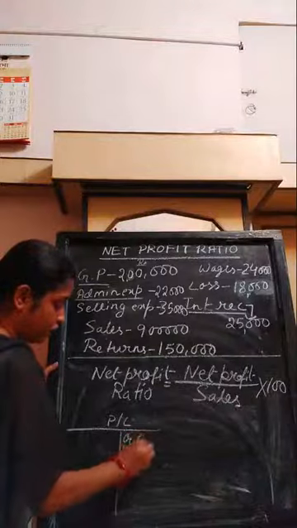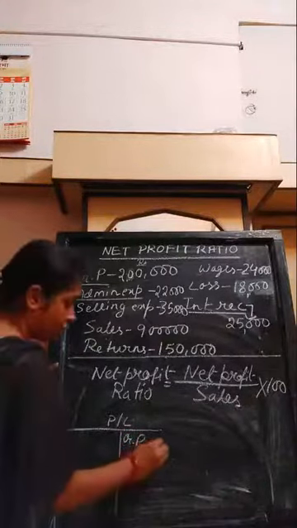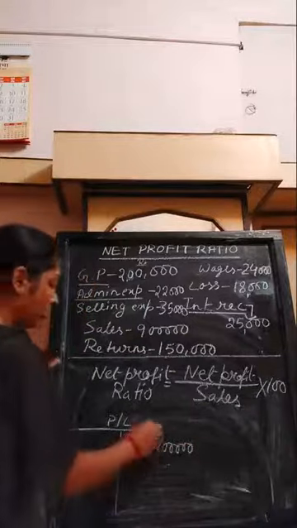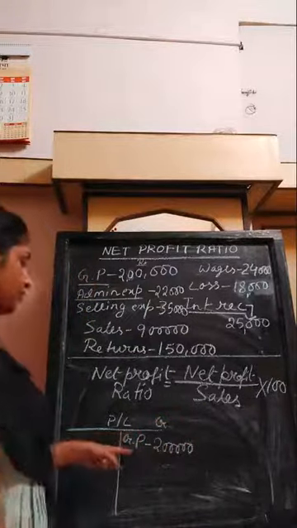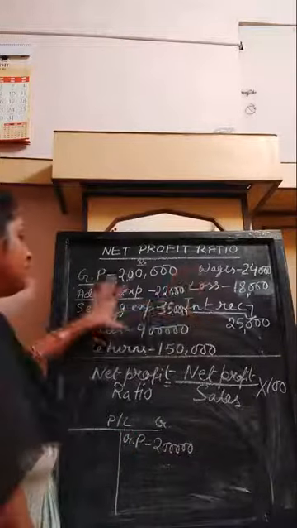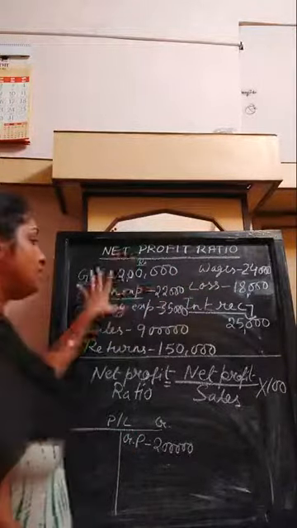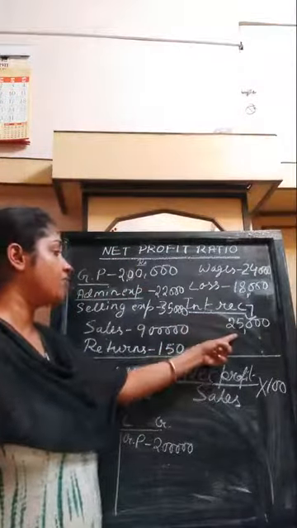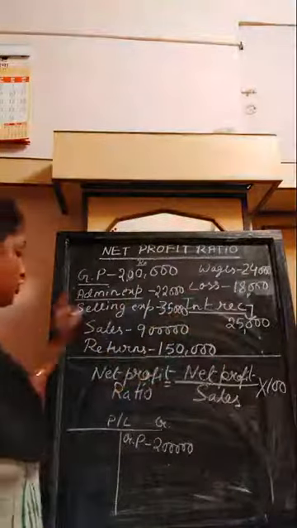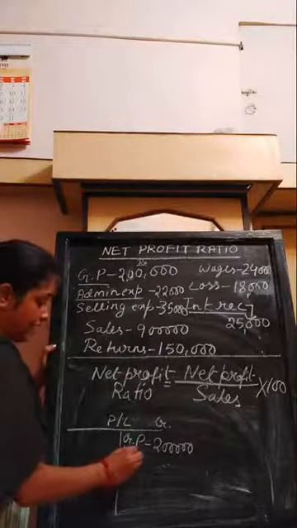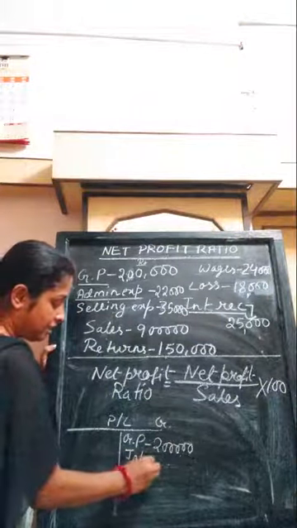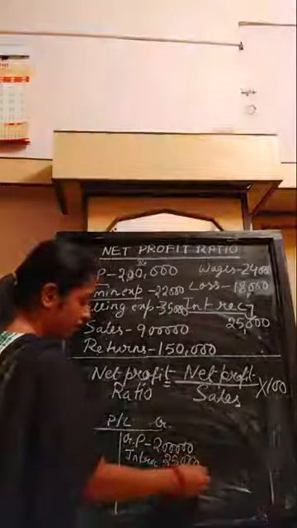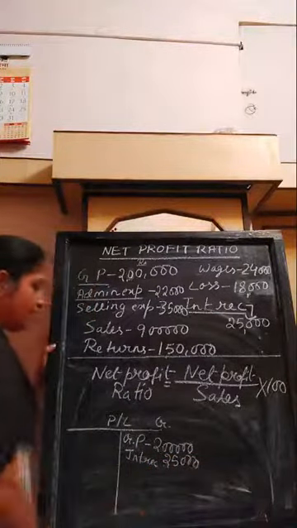In the PL account we used to take gross profit. Gross profit is 2 lakh. And we used to take all the incomes added with the gross profit. What are the incomes given in this sum? There is only one income given in this sum, that is interest received. Interest received rupees 25,000 will be added with the gross profit. So gross profit is 2 lakh and interest received is rupees 25,000. So gross profit and interest received is the income over here.